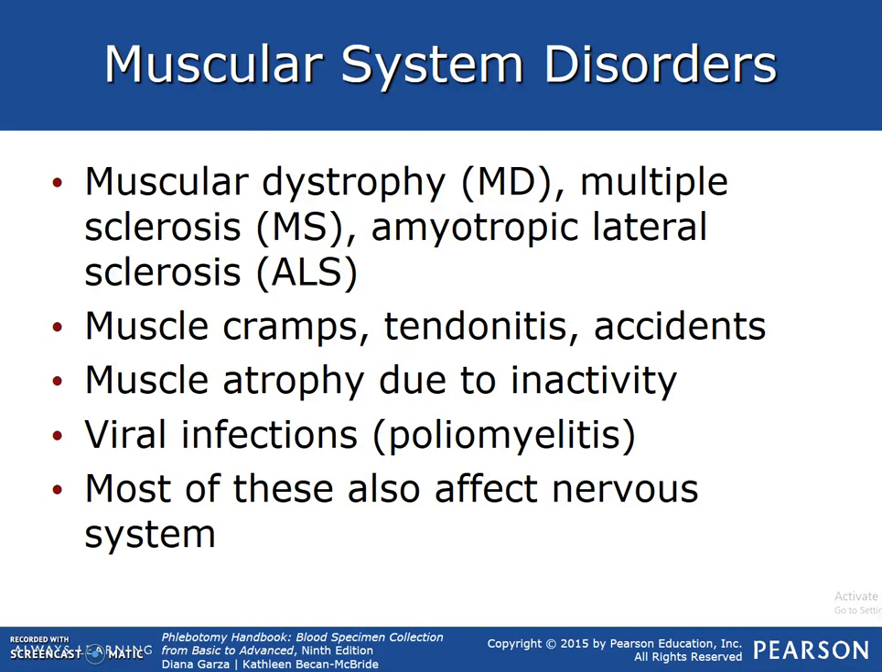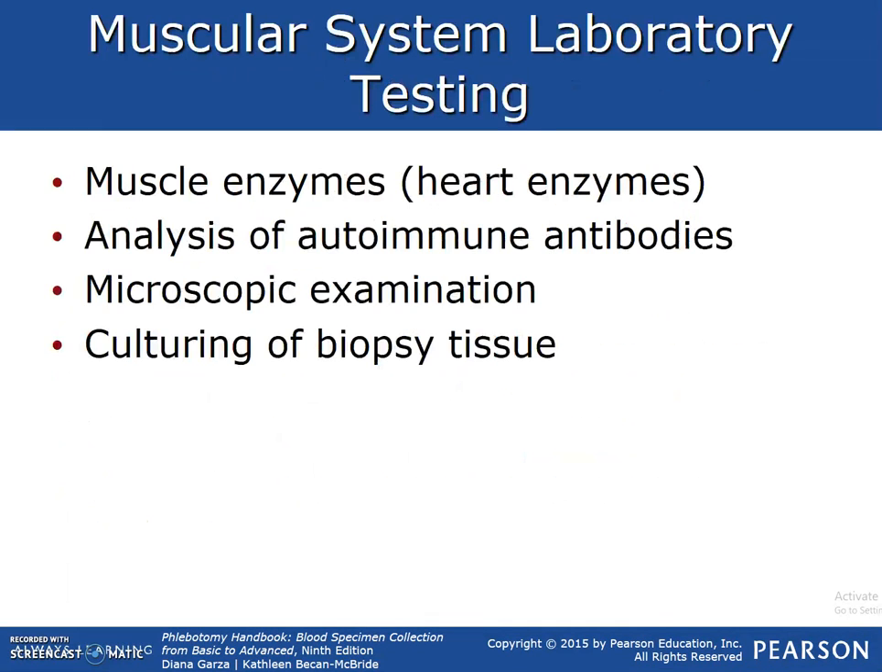Muscle system disorders: there's muscular dystrophy, MD, multiple sclerosis, MS, and ALS. Muscle cramps, tendinitis, and accidents. Muscle atrophy due to inactivity. This is commonly seen when we've had an injury to an area and then we stop using that particular limb. Viral infections, poliomyelitis, and most of these also affect the nervous system because they're closely intertwined.